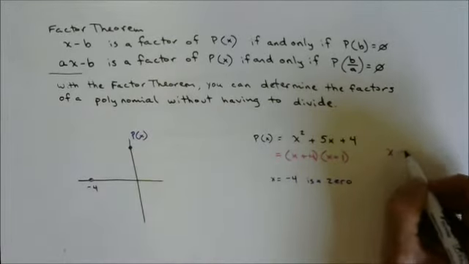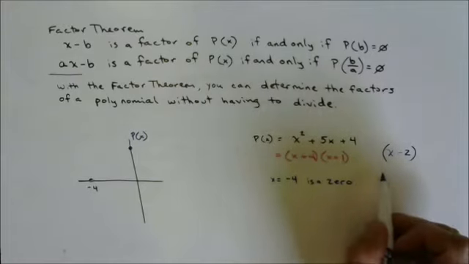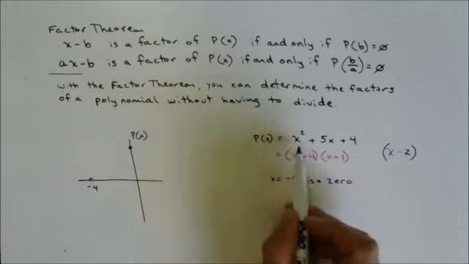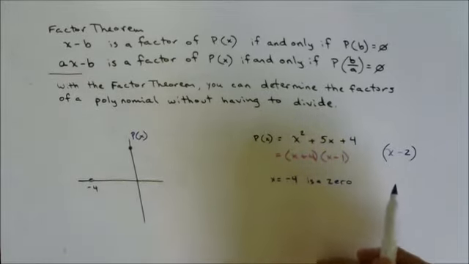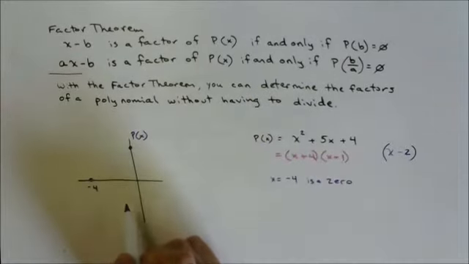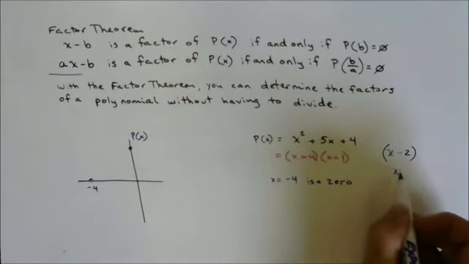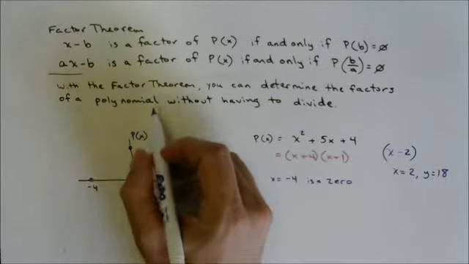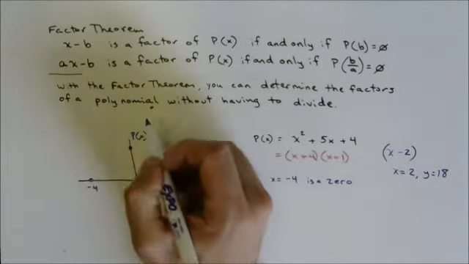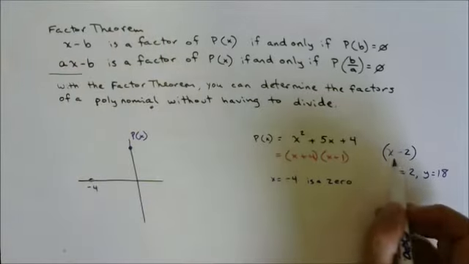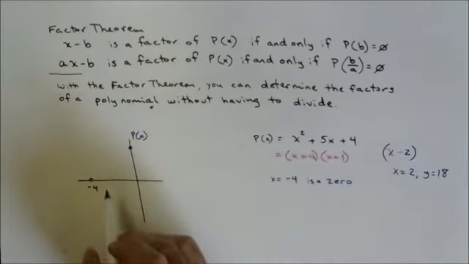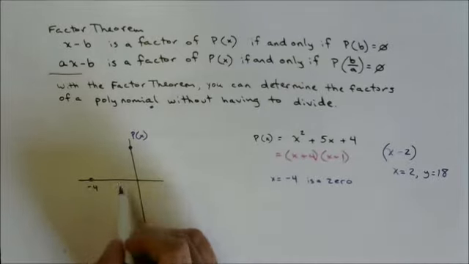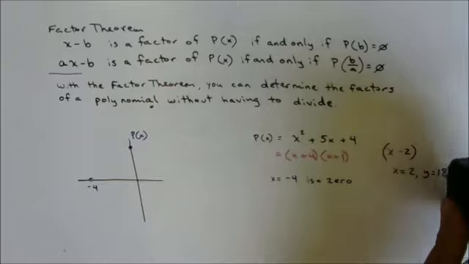Let's say you have x minus 2, and you want to test if that is a factor. Well, you sub in p of 2. You get 4 plus 10 plus 4, that's 18. So the value of the function at x equals 2 is actually way up here at 18. So it's clearly not a 0, and x minus 2 then is not a factor, because our factors indicate our zeros. Does that make sense? Yep. So that's the connection broken down.